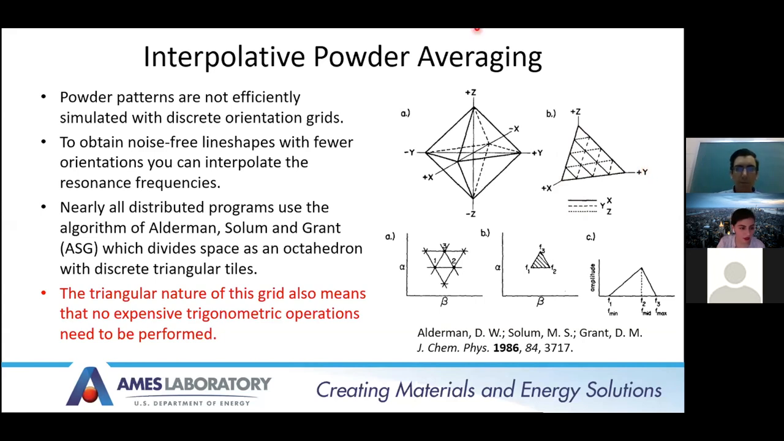Okay. And then someone else asked, when can we get away with just gamma angle averaging? When can we get away with gamma angle averaging? So if you're simulating a static line shape, then you don't need to average over gamma. The spectrum doesn't depend on the angle gamma. You need it when you're doing magic angle spinning simulations, where effectively it represents the initial phase of your rotor.